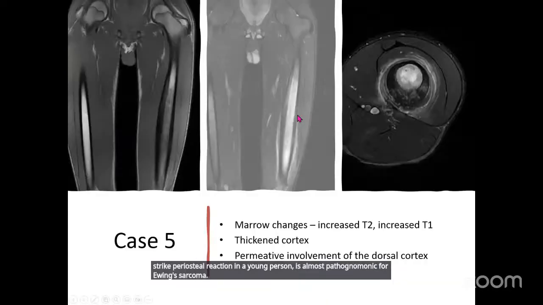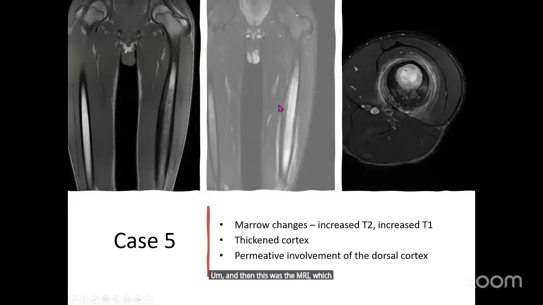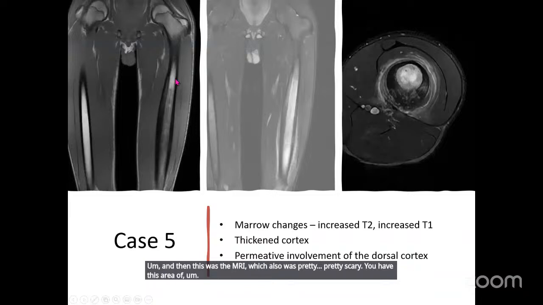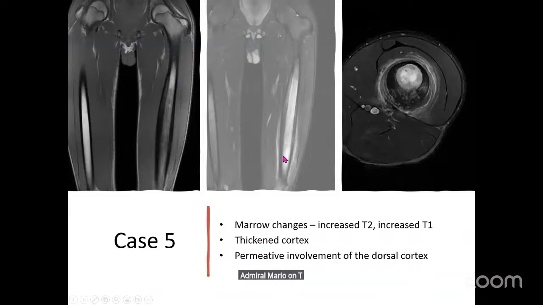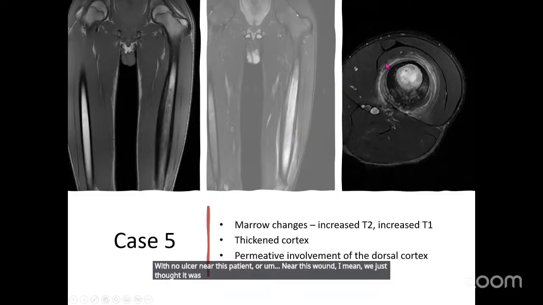And then this was the MRI, which also was pretty scary. You have this area of abnormal marrow, replaced on T1 here, T2 here, which, I mean, low on T1, high on T2 is infection, but with no ulcer near this patient or near this wound, we just thought it was cancer. Did an MRI.